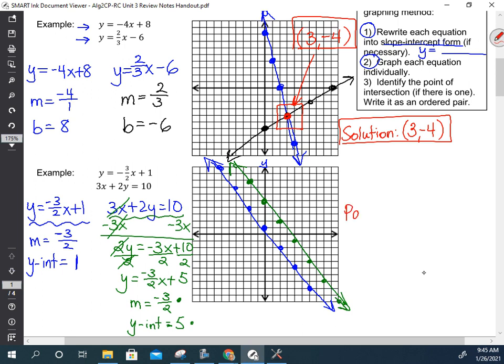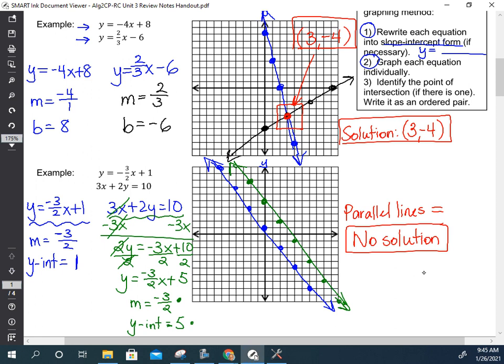So, parallel lines mean you have no solution. Can't have a solution if they don't cross. Any questions? Example 2.